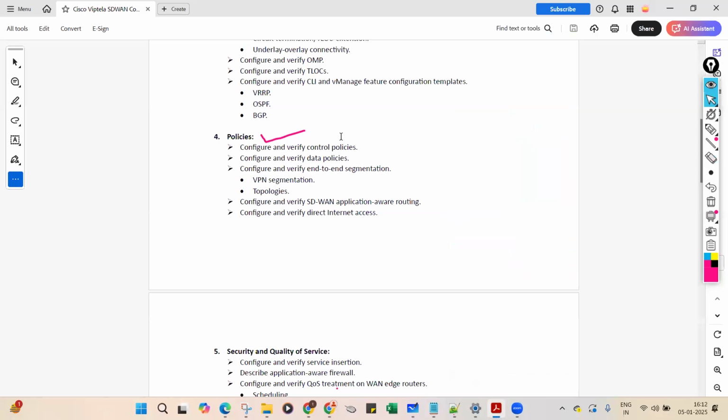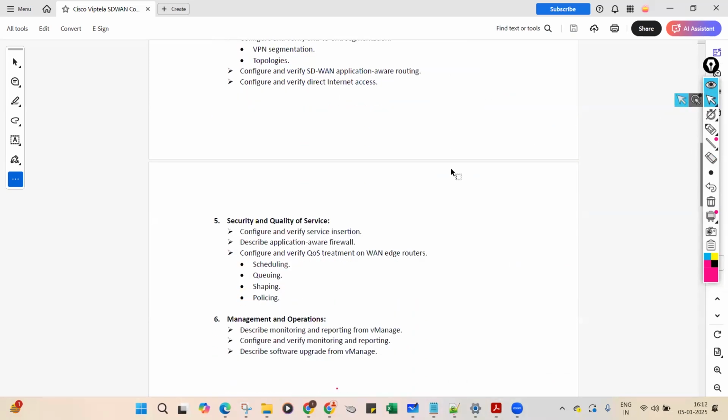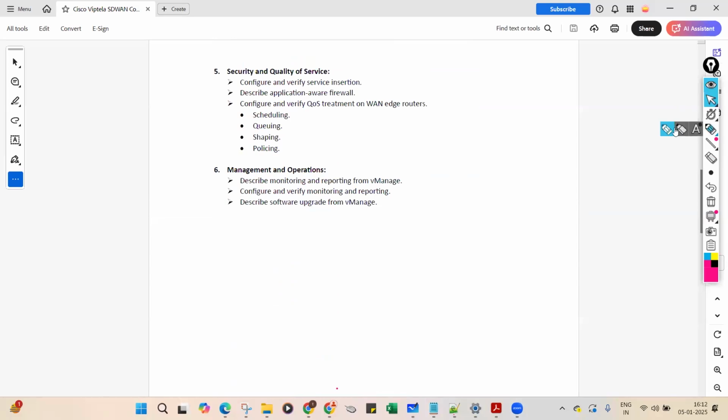So this was about the policy, and using the policy you can actually manipulate the topology and the actual behavior of the data packets. So yes, this is one of the important topics in the SD-WAN fabric. We will also be discussing quality of service and security in SD-WAN.